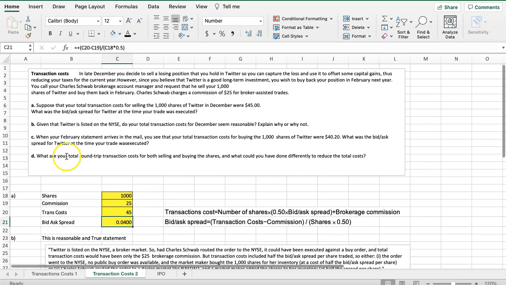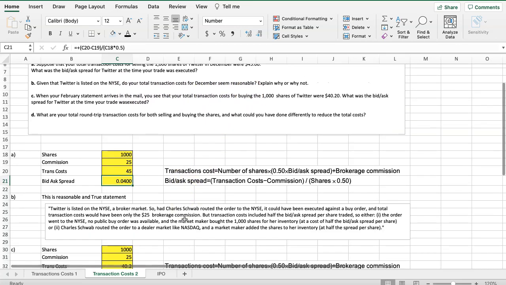Okay, so then question B, given that Twitter is based on the New York Stock Exchange, do your total transaction costs for December seem reasonable? Explain why or why not. Okay.